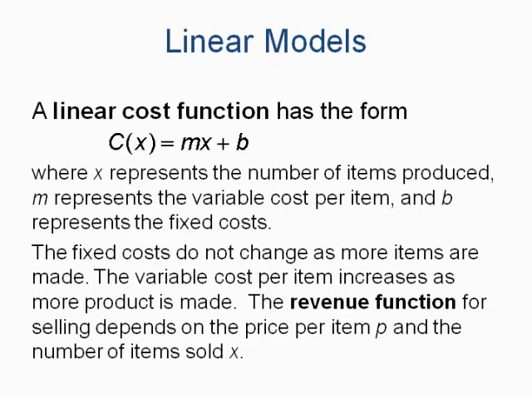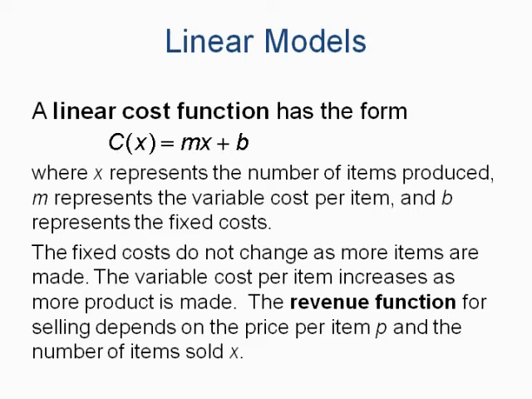Now, some linear models. If the linear cost function has this form, C(x), which of course is now the name of the function cost, equals mx plus b, where x represents the number of items produced, m represents the variable cost per item, and b represents the fixed cost. The fixed costs do not change as more items are made. This is how the business world works. The variable cost increases as more product is made.